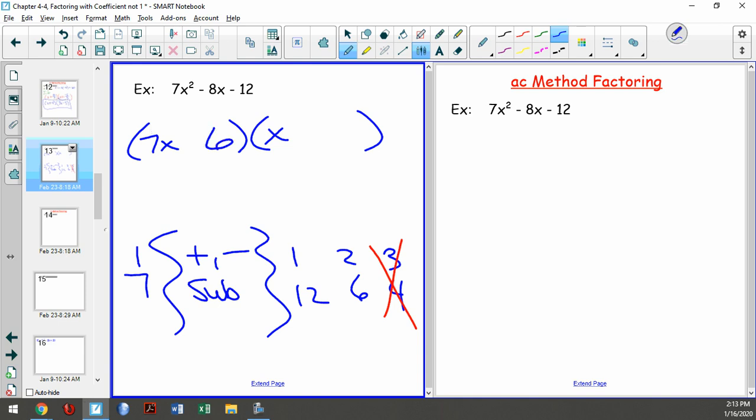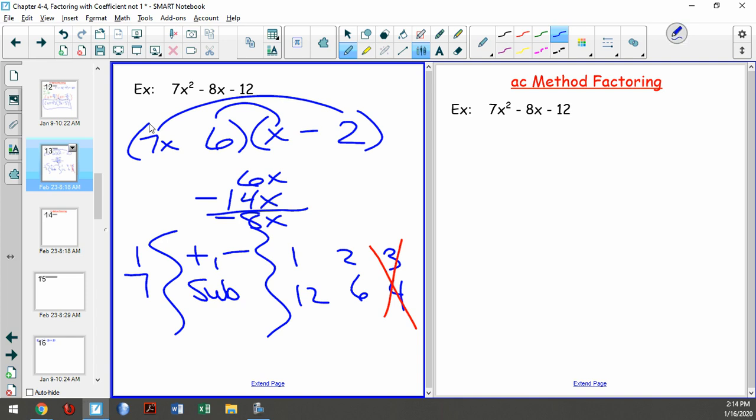You'd put the 6 in with the 7 and put the 2 over here. This gives me a 6x. This gives me a 14x. I need a negative 8x. How do I get a negative 8x? Making the 14 negative, and I obtain the 14 by having 7 times 2 and 6 times x. Do we all understand that? Do we all understand why I did not use 3 and 4? And why we chose 2 and 6 instead?